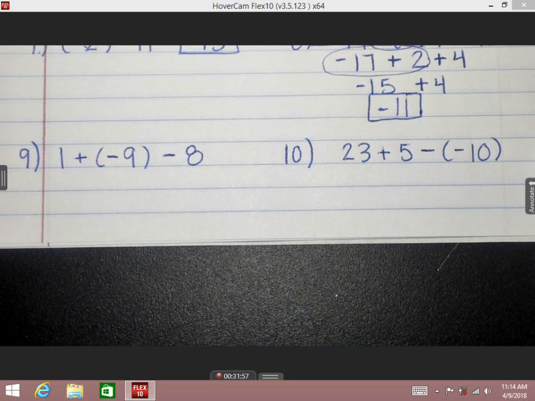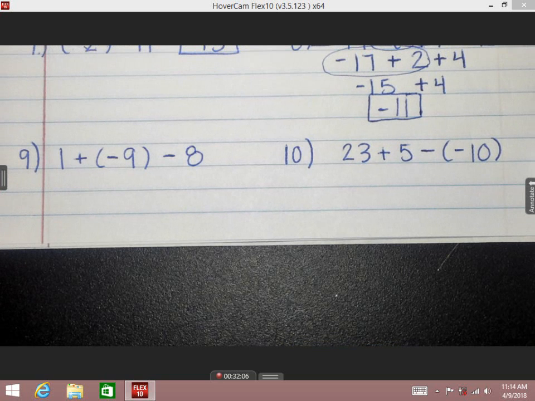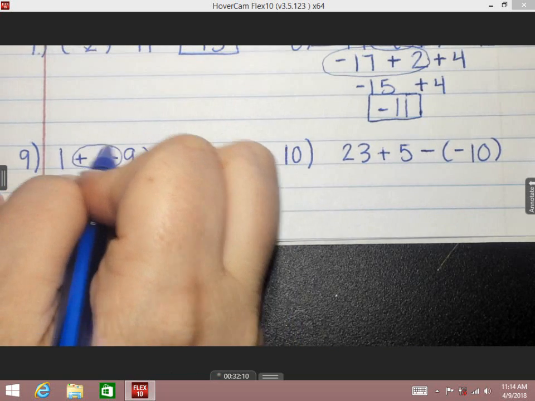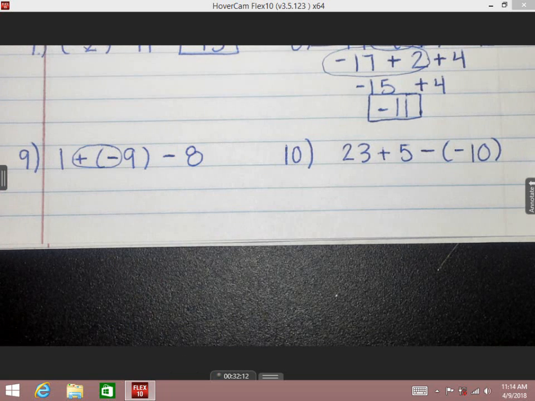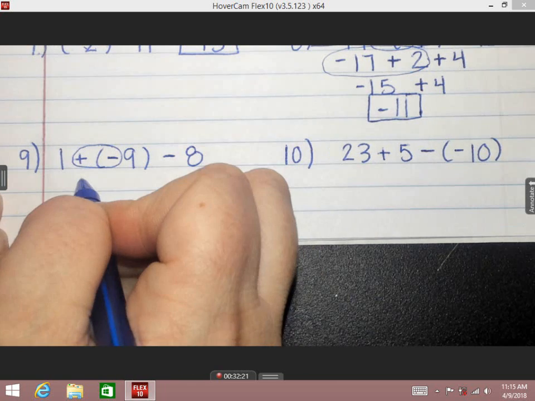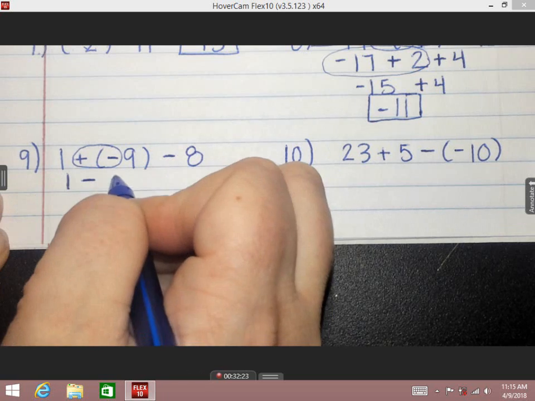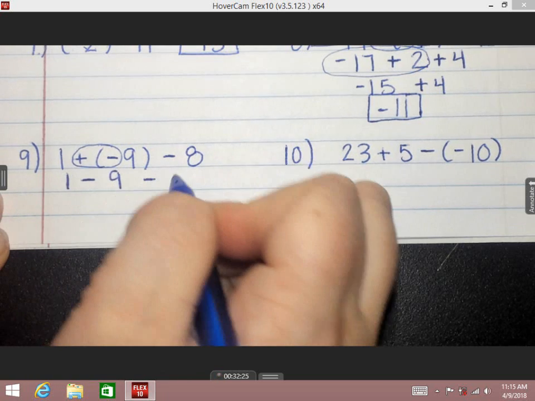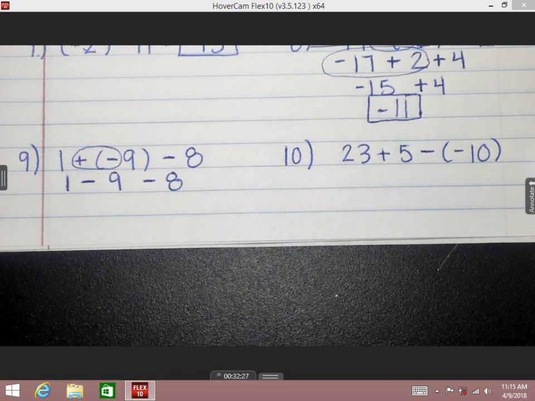All right. What should I do first on number 9? Isaac. Fix those double signs. So I'm going to circle those double signs. Raise your hand if you can tell me, what is the double sign here going to change to? Skylar? Subtraction. These are definitely different. So we're going to subtract. So I have 1 minus 9 minus 8. That's the only thing that changed.